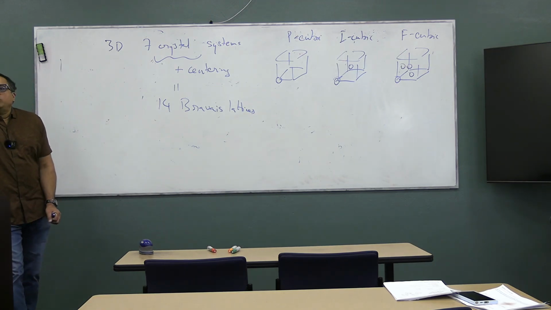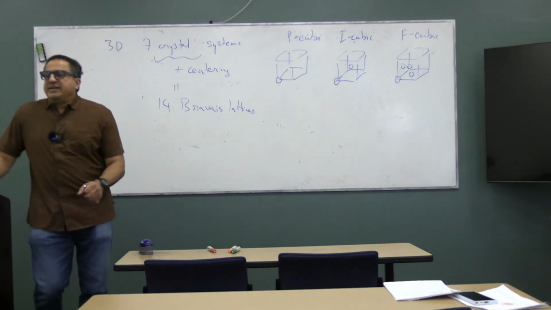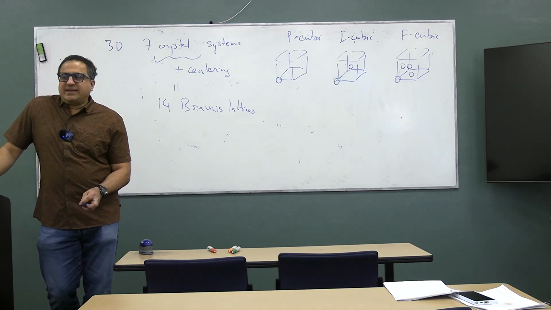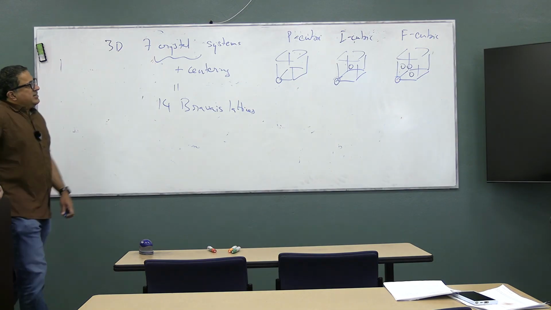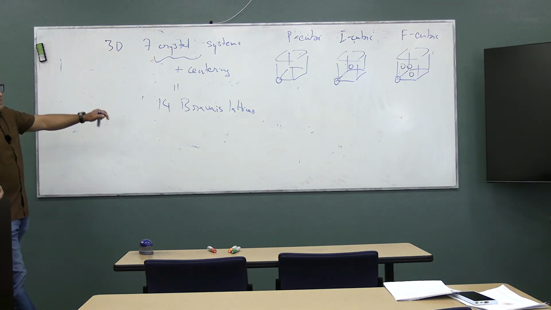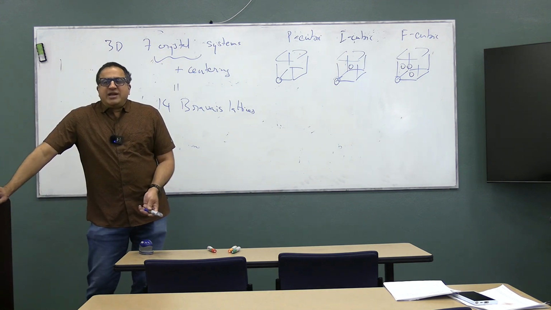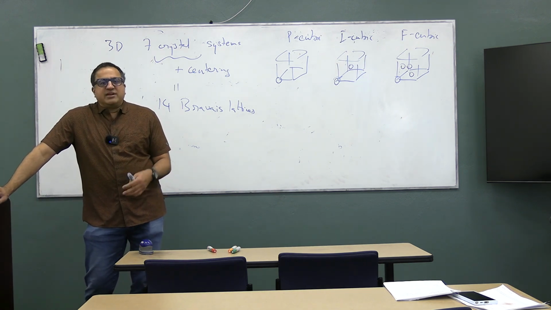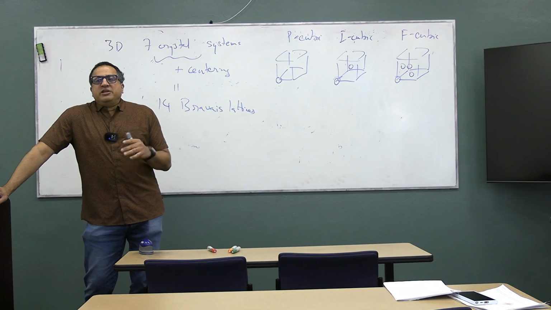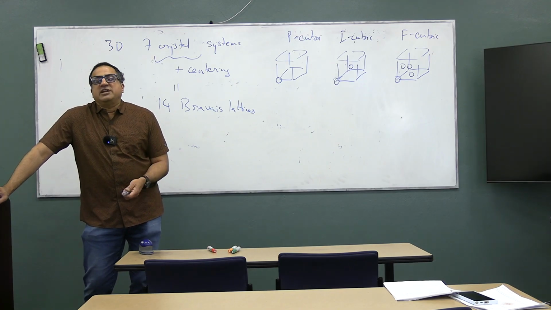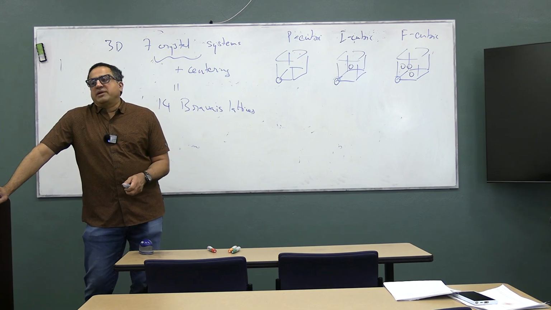You may remember that in 2D, you had one kind of centered lattice. It was called centered rectangular. And the atom in the corner of the rectangular lattice also went to the center in that case. In the cubic case in 3D, you have 3 kinds of centerings. For orthorhombic, you have 4 kinds of centerings. Tetragonal, you have 2 kinds of centerings. So different crystal systems have different amounts of centerings. So this adds up to 14 Bravais lattices.